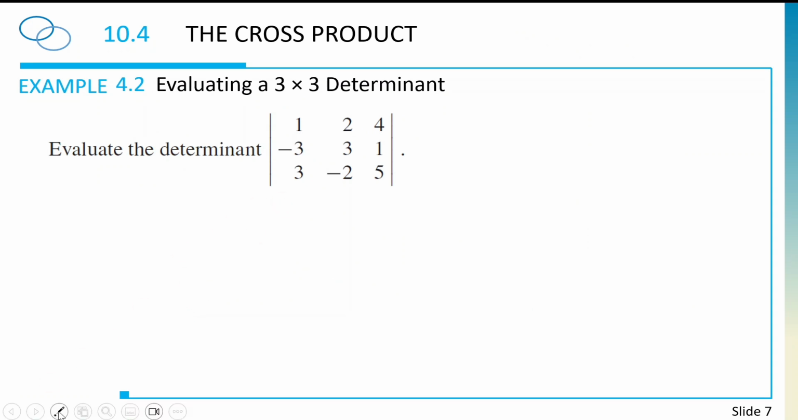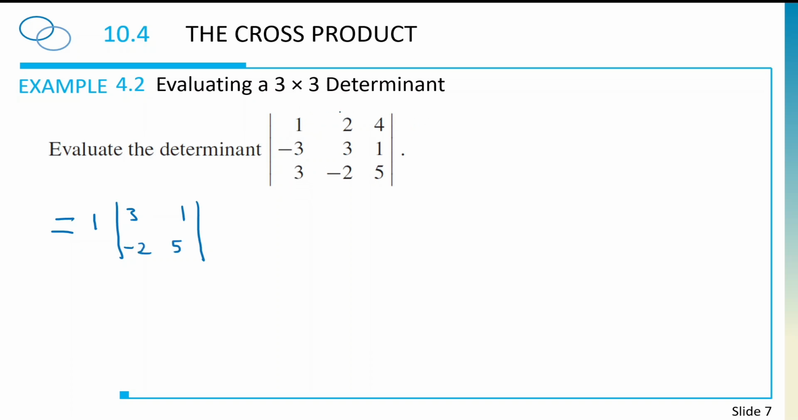Something like this. We need to find the determinant for this matrix. This is equal to, I'll start with the first number. This is 1, even though it's 1, I'll write it. And then the determinant of, I'll cancel out its row and column. What do I have left? You write them in order: 3, 1, negative 2, 5. I'm done with the first term.